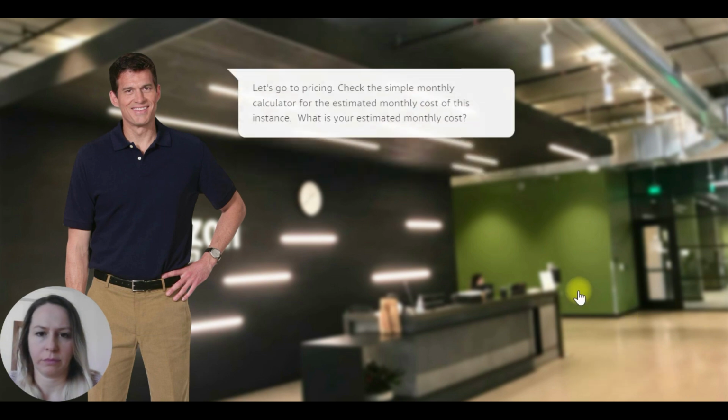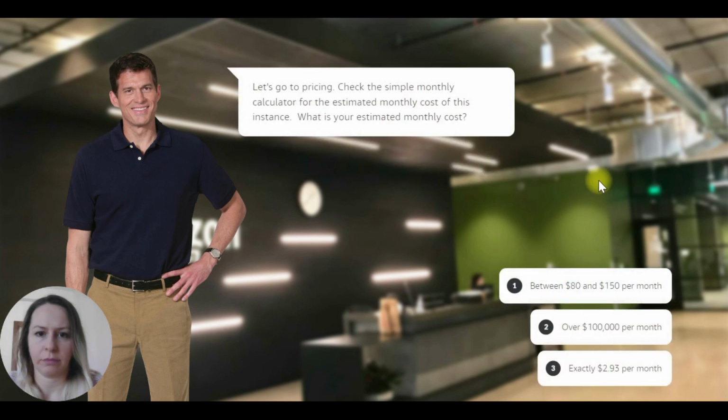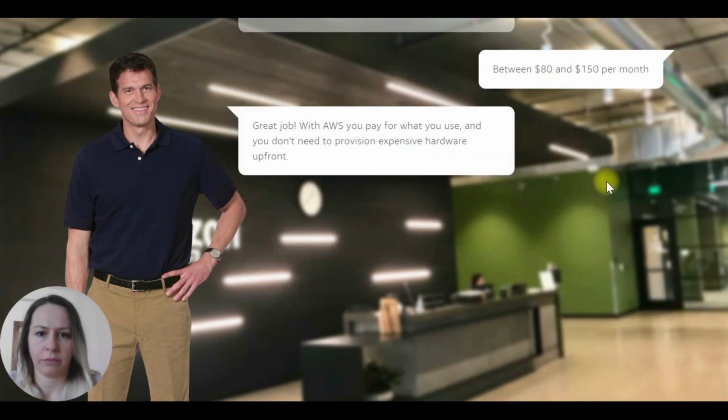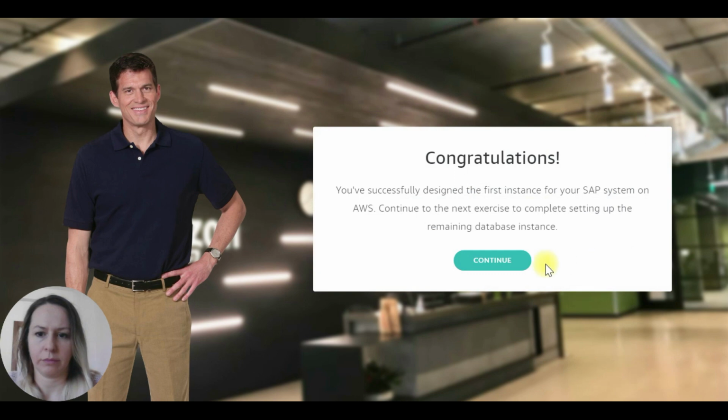Let's go to pricing. Check the simple monthly calculator for the estimated monthly cost of this instance. What is your estimated monthly cost? Great job! With AWS you pay for what you use, and you don't need to provision expensive hardware upfront. Congratulations! You've successfully designed the second instance for your SAP system on AWS. Continue to the next exercise to complete setting up the remaining database instance.